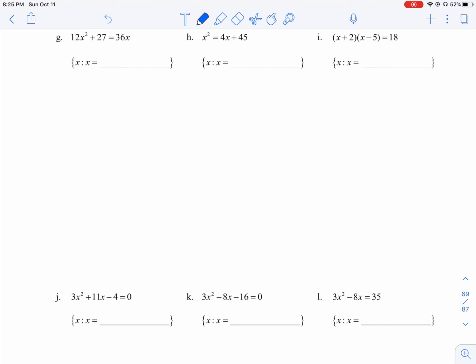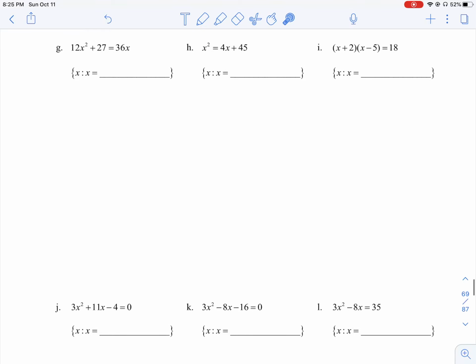Okay, I'm gonna give you hints on how to do this. On this one, make sure you subtract the 36 first. And do not forget that they have something in common, so you're gonna find the greatest common factor after. Here, you're gonna move the 4x and the 45 all the way to where the x squared is. So this becomes negative 4x, this becomes negative 45.